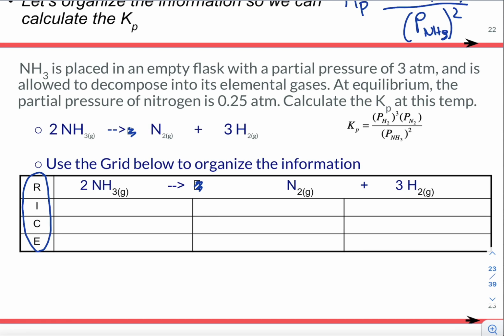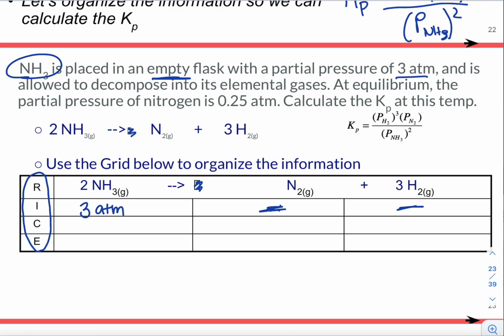So let's write down what we know. We know that we start with NH3 only, and it's at 3 atmospheres. So I'm going to write 3 atmospheres right here. And since we only have NH3, it says NH3 is placed in an empty flask, we have none of N2 and none of H2. You can write 0 or whatever works for you there, okay?